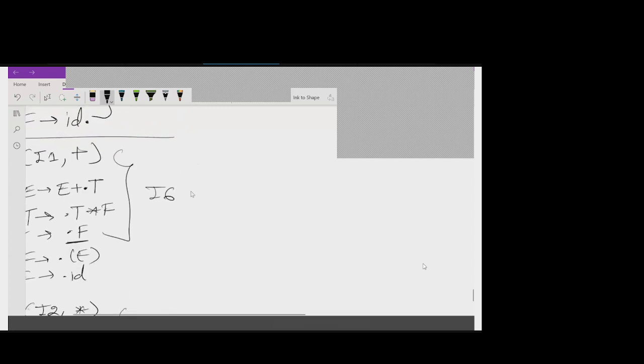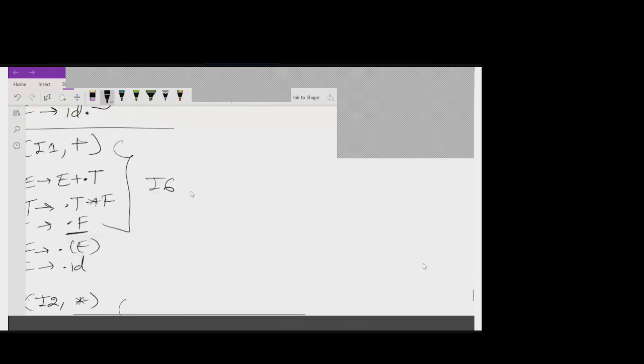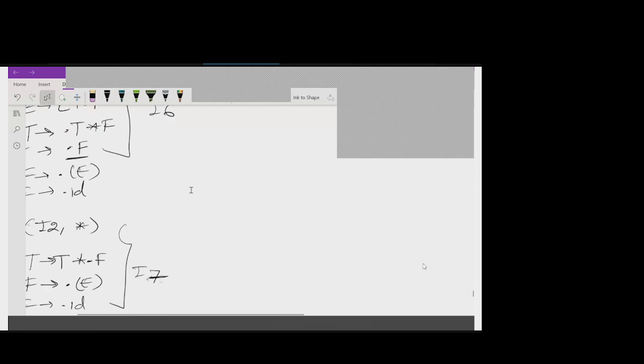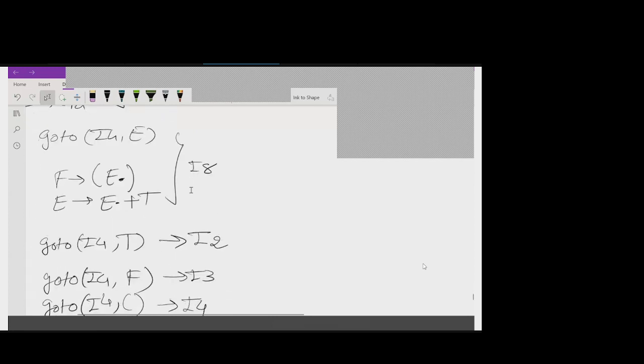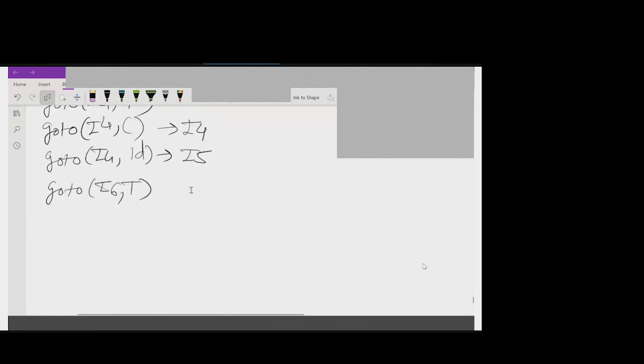So you will be having E gives T dot. है ना? E gives, sorry, E plus T dot. Okay. And T gives T dot cross F. And this is new. So this will be declared as I9. This I9 is clear?